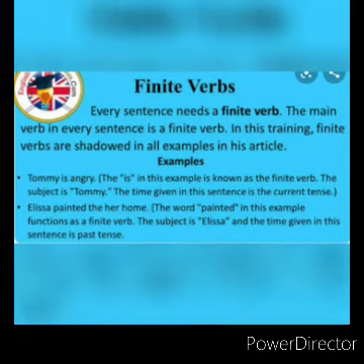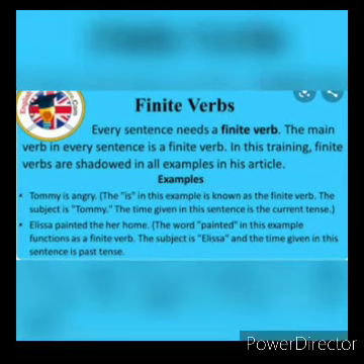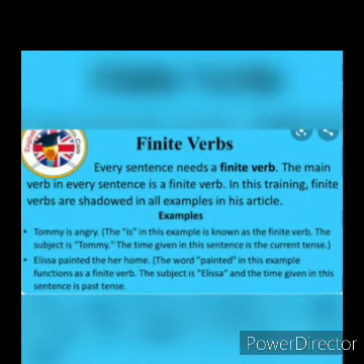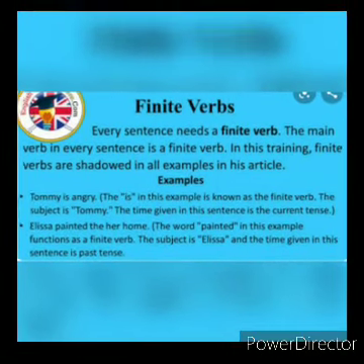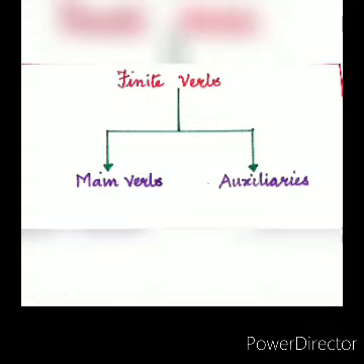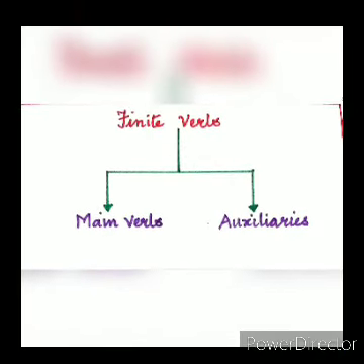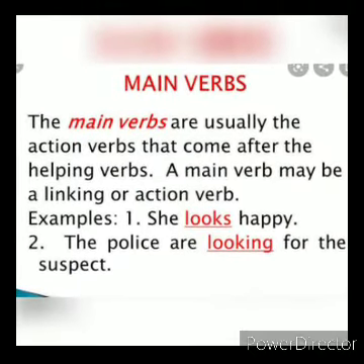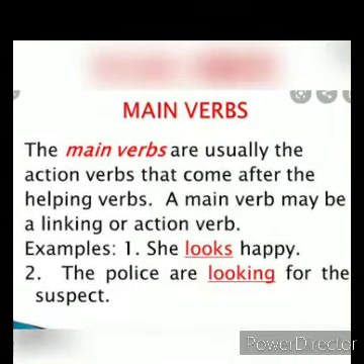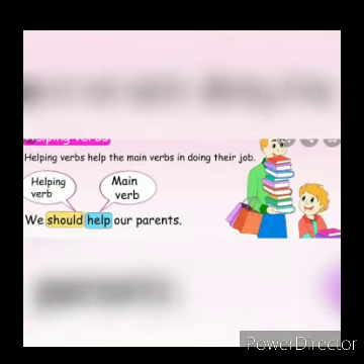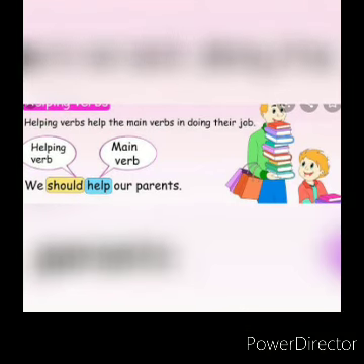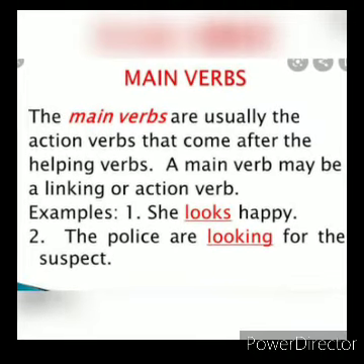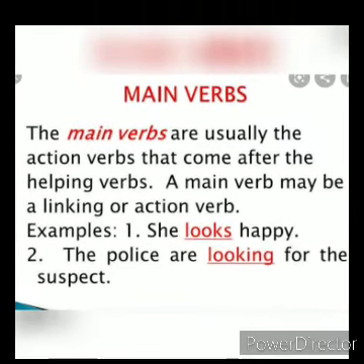First, let us see about finite verbs. Every sentence needs a finite verb. The main verb in every sentence is a finite verb. Finite verb can be further classified into main verbs and auxiliaries. Main verbs are usually the action verbs that come after the helping verbs. A main verb may be a linking or action verb. Look at the following examples. She looks happy. The police are looking for the suspect.